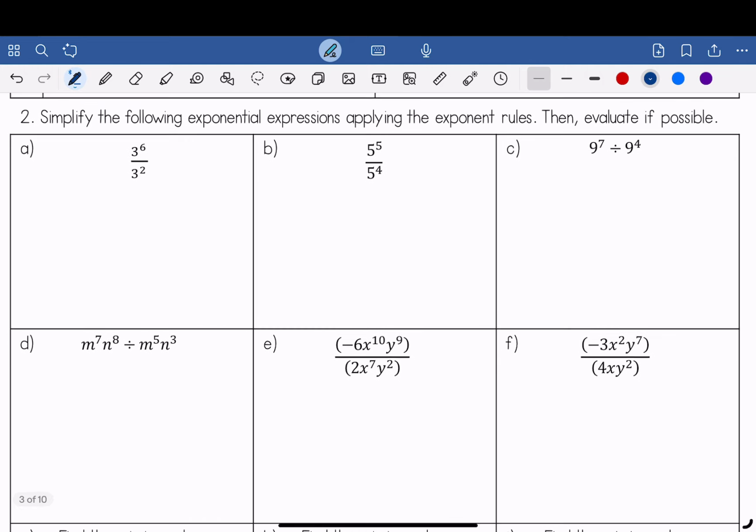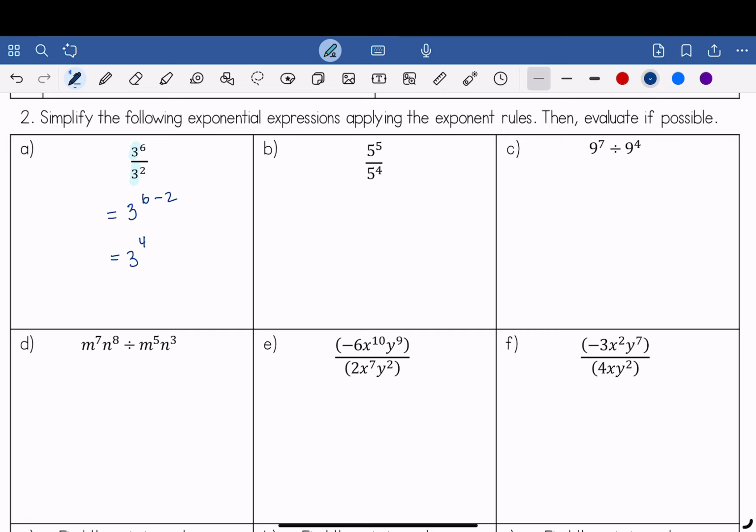So we're going to look at some examples. Simplify the following exponential expressions applying the exponent rules, then evaluate if possible. So for question A, we have one base, 3. Because this is a division, a quotient, we're going to subtract the exponents. So 3 to the power of 6 minus 2, which is equal to 3 to the power of 4.